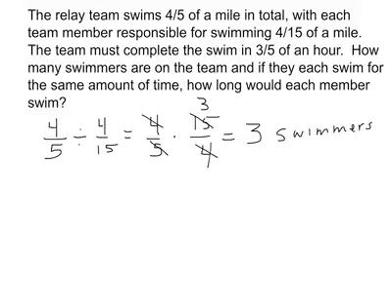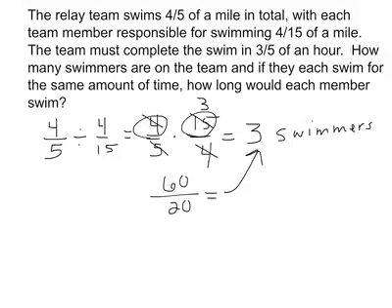Now, if that simplification was hard to follow, let's do it this way. You could even multiply through without simplifying. So I could have the 4 times the 15, and that would be 60, over 5 times 4 is 20, because multiplying fractions is pretty easy. Then I can divide that and get my 3 swimmers.